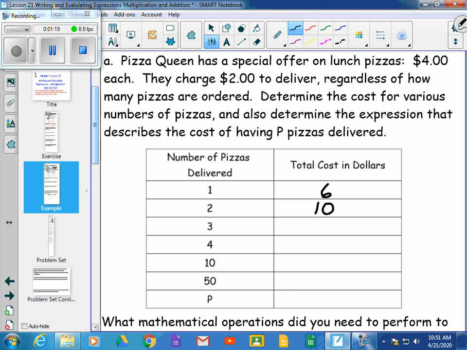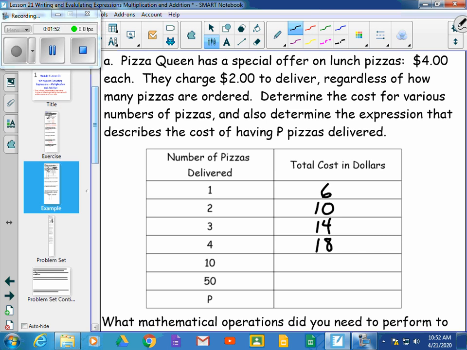3 pizzas, we would take 3 times $4, and then we would add our $2 to deliver, and we would get a total of $14 cost. Okay. Pause the video and try to figure out the cost for 4 pizzas. For 4 pizzas, we would have 4 times 4 is 16, and then we would add on that $2 delivery charge, and we would have $18 cost.